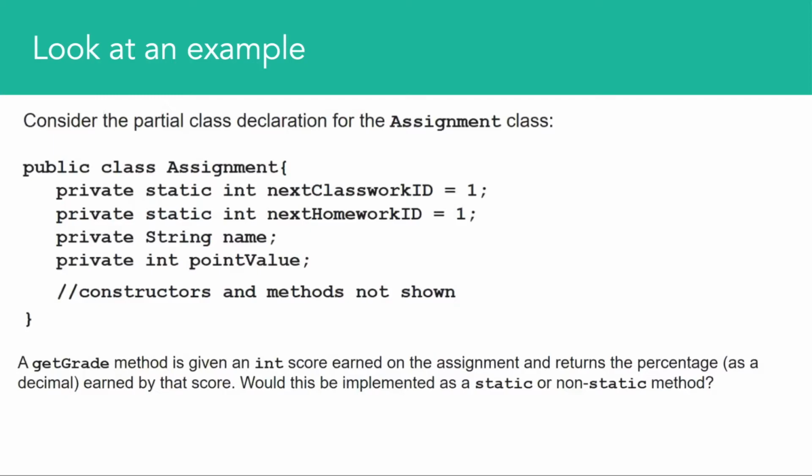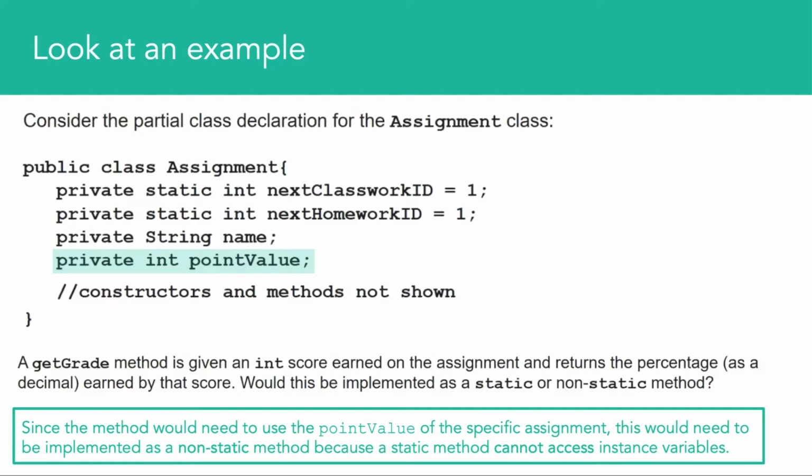You will need to ask yourself, what data will this method need access to? If it will need access to instance variables, it will need to be a non-static method. If it only needs to access the static variables, it could be defined as a static method. Pause to write the method getGrade. Since the method would need to use the point value of the specific assignment, this would need to be implemented as a non-static method because a static method, again, cannot access instance variables.